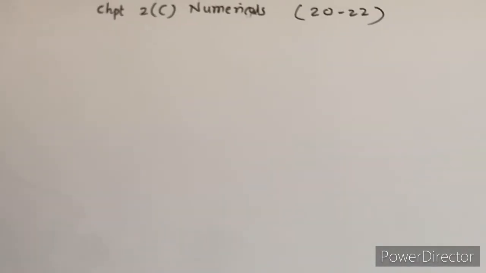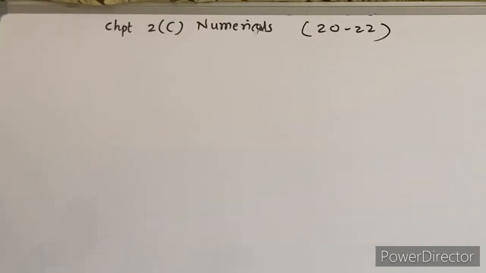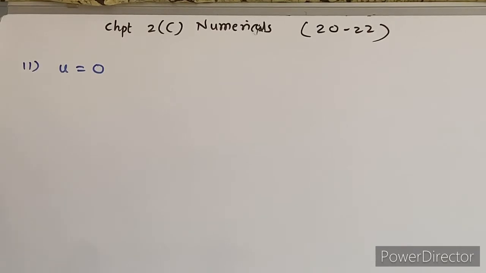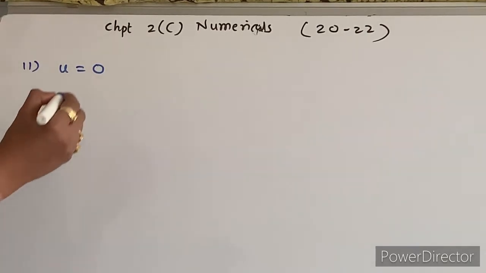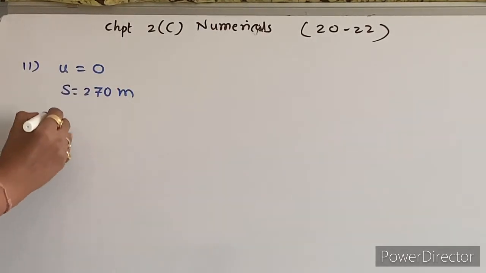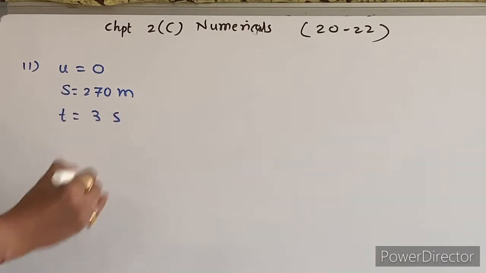Now in the 11th sum, a body moves from rest. Underline the words "from rest", so your u is equal to 0. It travels with uniform acceleration a distance s, which is given as 270 meters, in a time of 3 seconds.